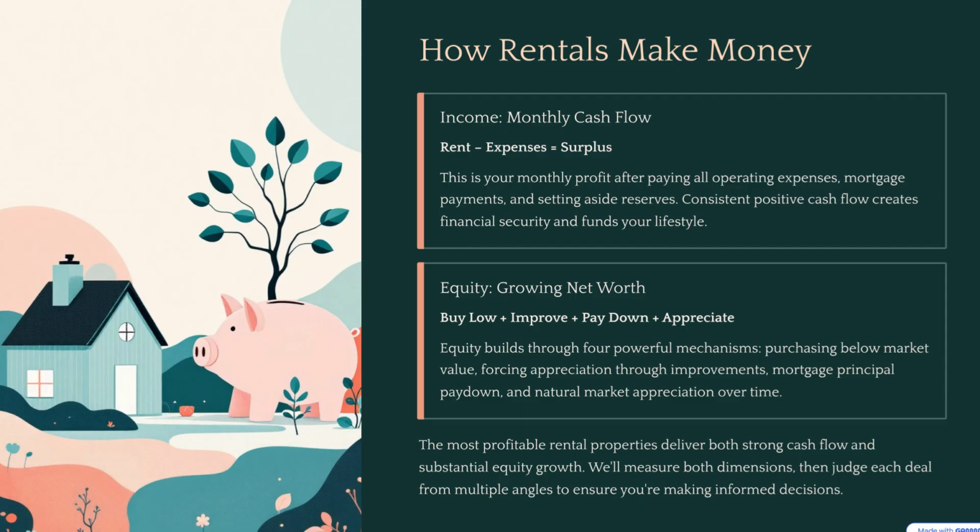How rentals make money. Rental properties make money in 2 main ways: income and equity. Income means monthly cash flow. Rent minus expenses equals your surplus. That's your profit after paying all bills and the mortgage. Positive cash flow creates financial stability and funds your lifestyle.